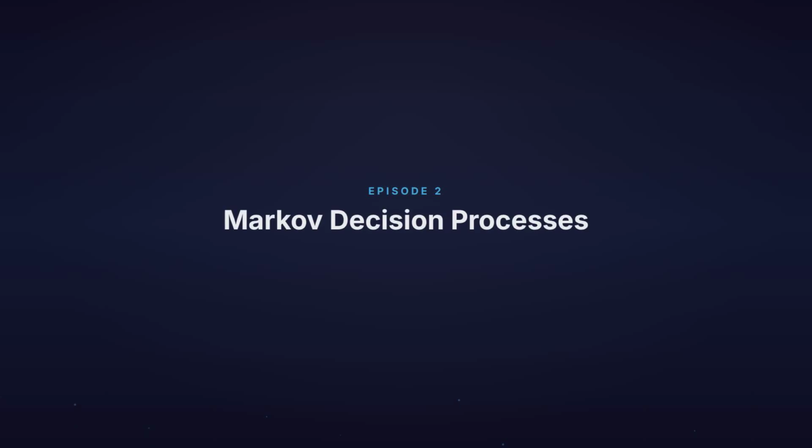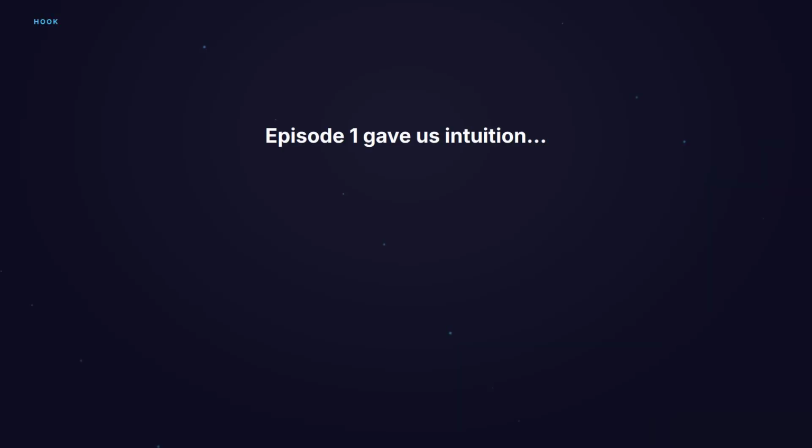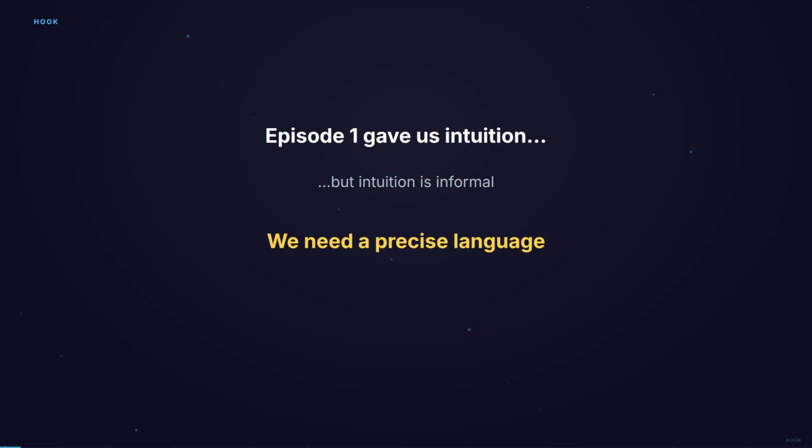Episode 2, Markov Decision Processes. Last episode, we built intuition. We watched an agent stumble through a grid world, learn from rewards, and gradually discover a strategy. It was powerful, but it was informal. Intuition alone can't solve hard problems. We need a precise language.